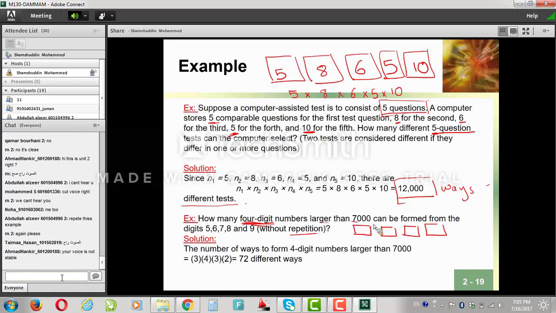For the 4-digit number, it should be larger than 7,000, meaning 7,000, 8,000 or 9,000. I'm choosing my digits from 2, 5, 6, 7, 8, and 9 in this example. So for the first place, the number is larger than 7,000.